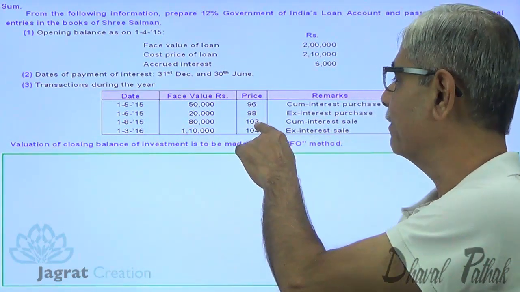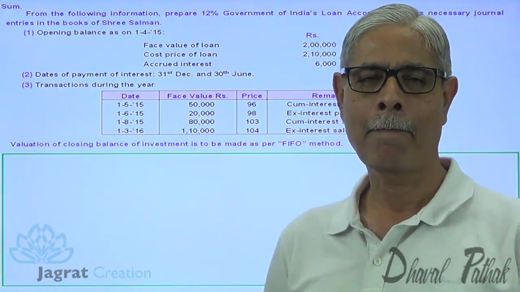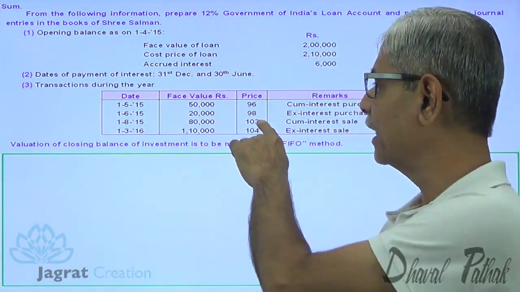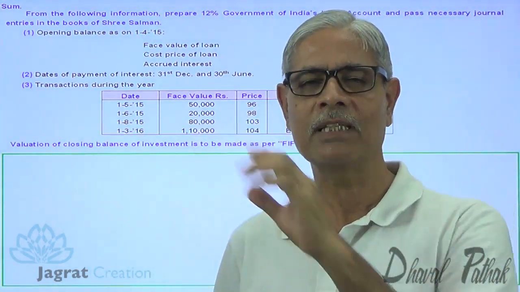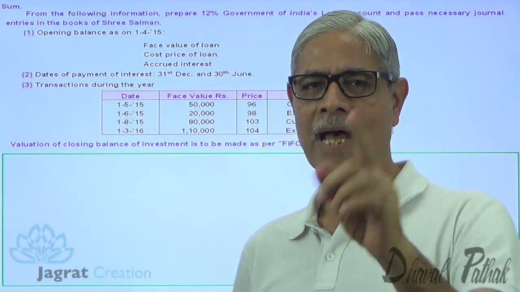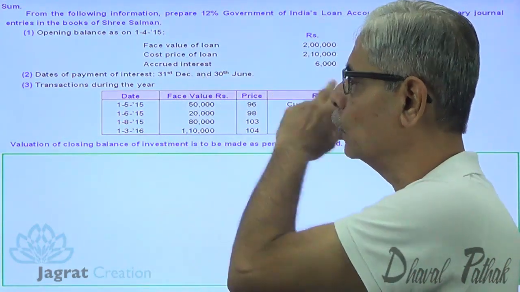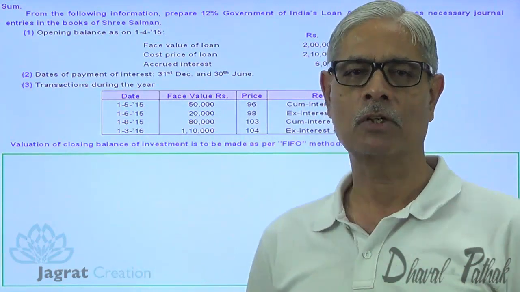This 103 is a value with interest. With interest, the value is 103. Okay, how much is the sales value? How much is the interest element? Last interest was received up to 30th June. It has been sold on 1st of August.